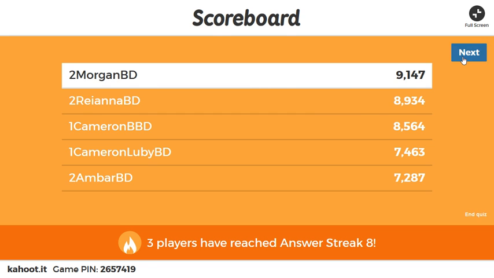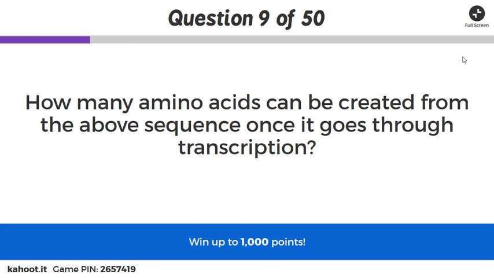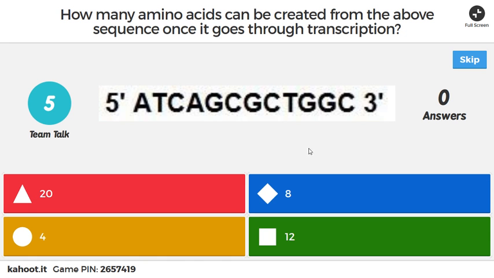All right, let's take a look at the next one. How many amino acids can be created from the above sequence once it goes through transcription? So let's take a look at this sequence right here. How many amino acids can be created? Is it going to be 4, 8, 12, or 20? Think about how many letters you need to create an amino acid, and you'll get your answer.